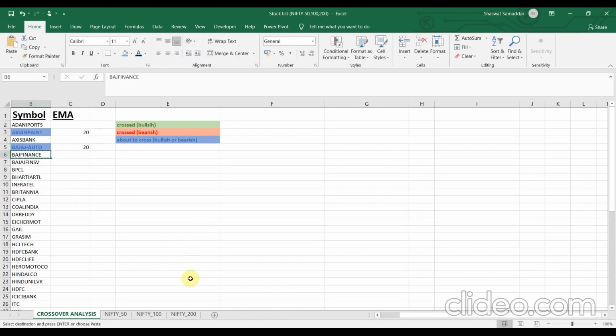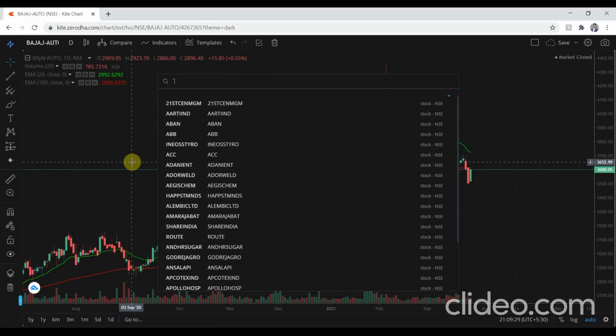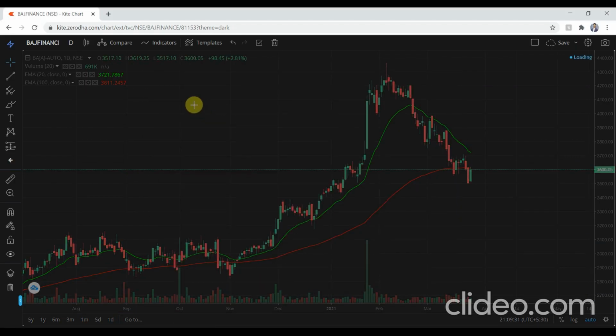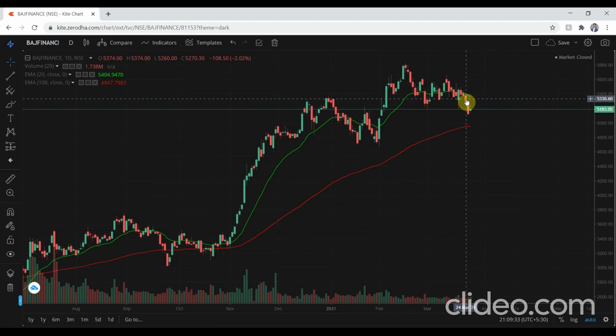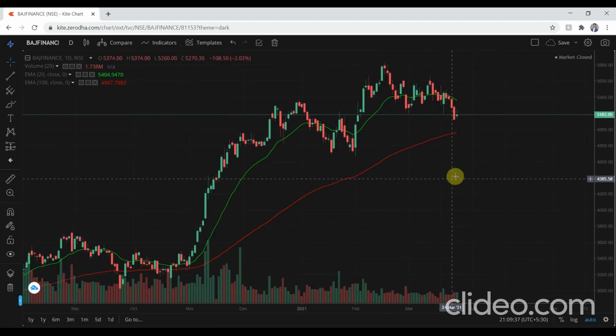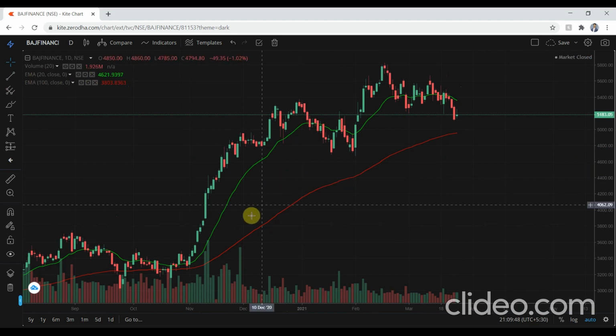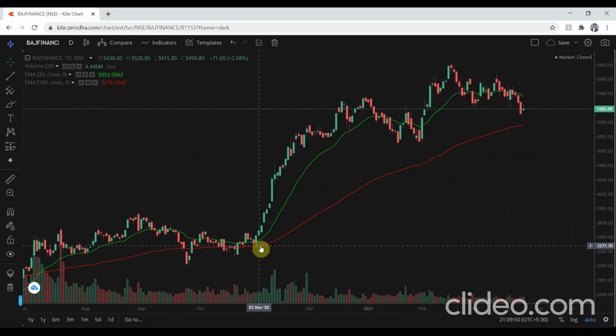Next, Bajaj Finance. Okay, so the 20 EMA is far from the 100 EMA. Okay, sorry. Let me give you a quick note that the red line here is supposed to be the 100 EMA and the green line here is supposed to be the 20 EMA. So I'm looking for instances where the green line is about to cut the red line.